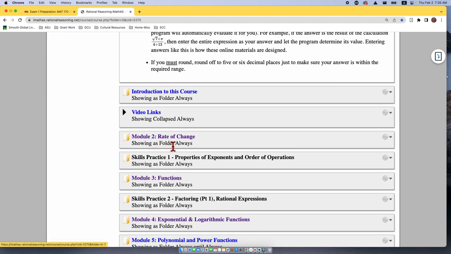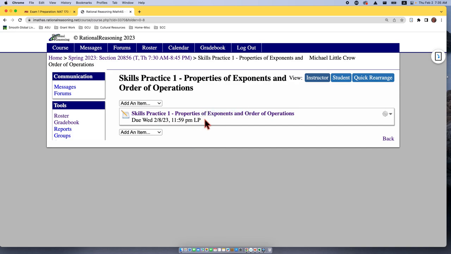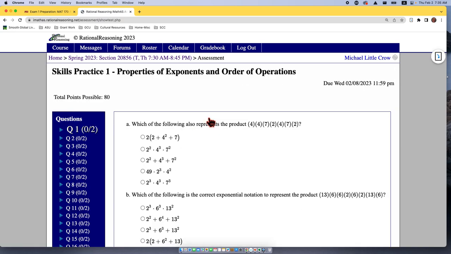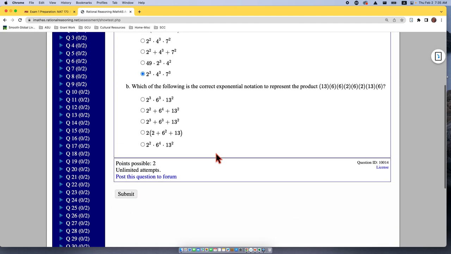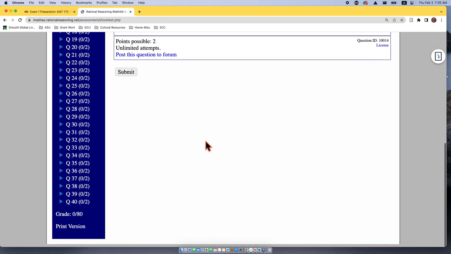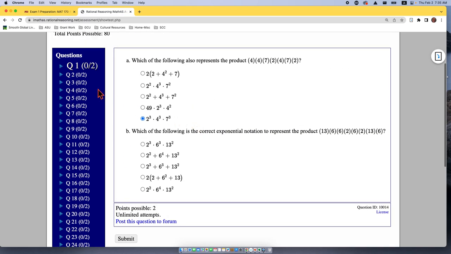And notice we've got these modules listed. It's the skills practice 1, so it's for the first test. It's like 50 questions in itself or something like that. There's a lot of them, but they're multiple choice, so they are kind of good. You can go through them, and there are multiple parts to things.